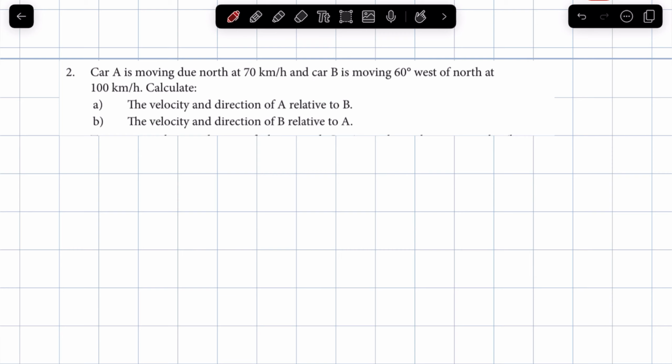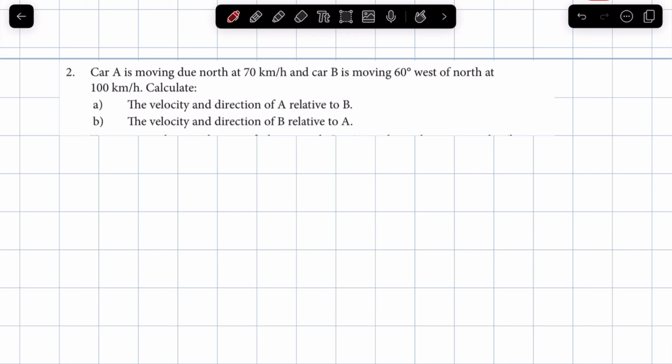Now, with the parallelogram method, the way we represent relative velocity is by taking the velocity of the object and drawing it exactly as it's been given in the statement, whereas the velocity of the frame of reference, we draw in a direction that is opposite to the one that's been given in the statement.